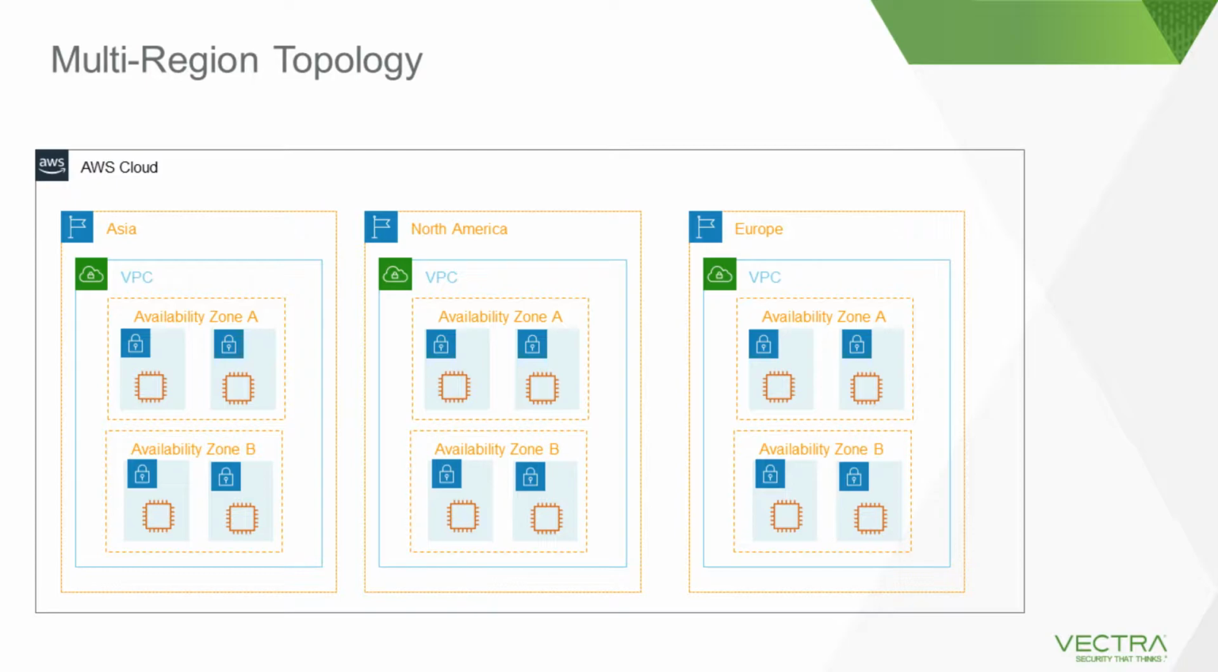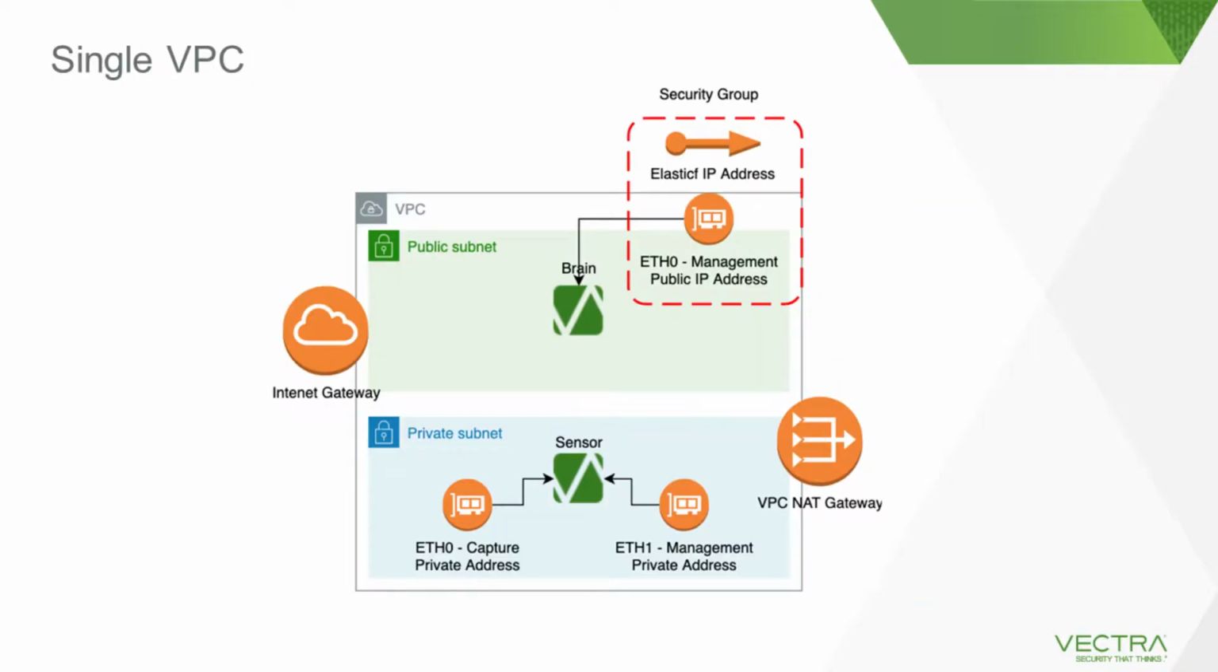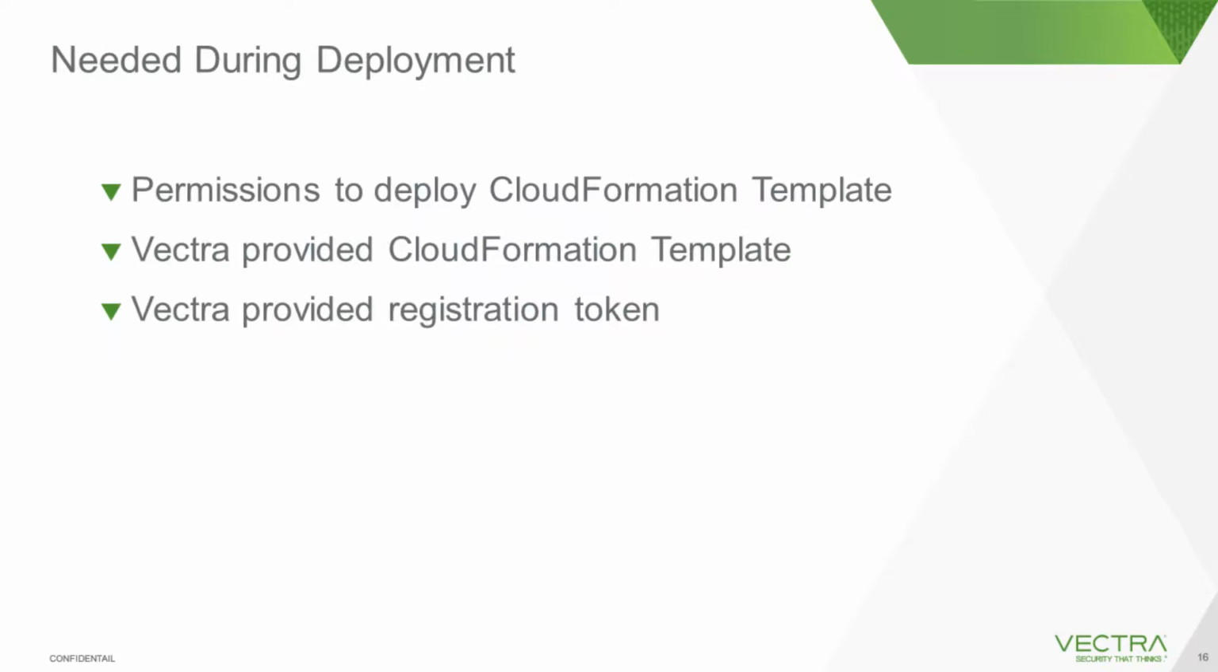But for today's tutorial, what we're going to be covering mostly in terms of our deployment is single VPC. We're going to keep it extremely simple right here. Now, before we get started, there's a few things we're going to need. First of all, it's appropriate access to deploy the CloudFormation stack. We also then need the CloudFormation template provided by Vectra, and also a registration token also provided by Vectra. Once we have all of those, we're ready to get started.